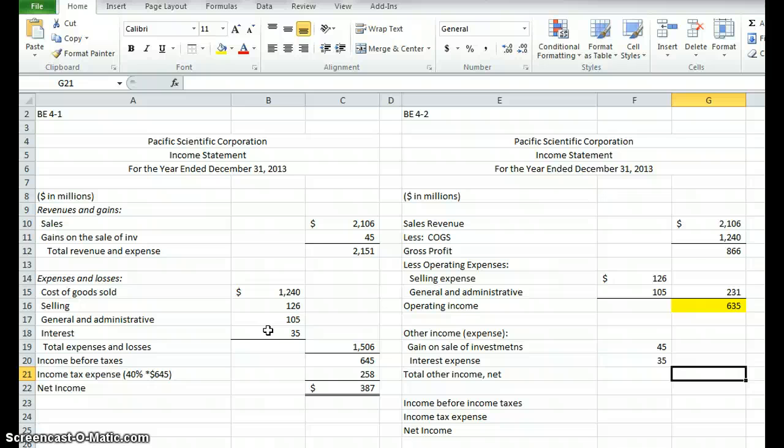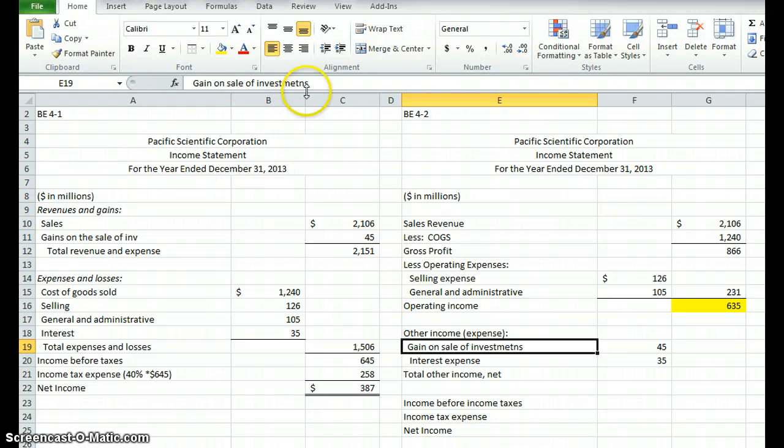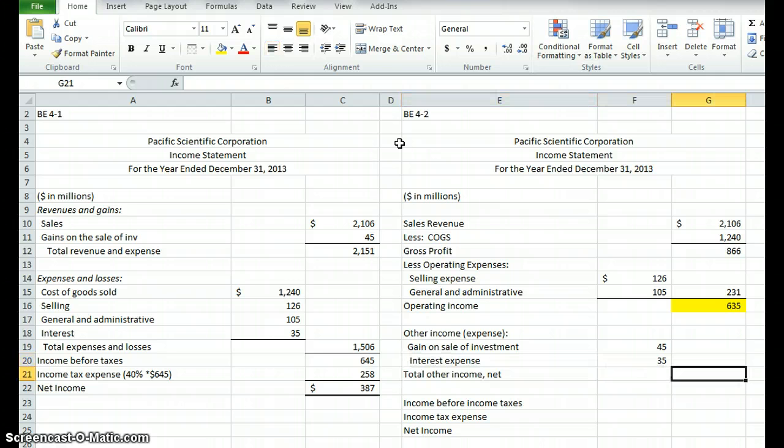Now a gain, although I typed this wrong, let me fix that. A gain is obviously reflected as a credit, and an expense is reflected as a debit. So I need a net increase in income or a net decrease in income. In this case, it's going to be a net increase. It's going to be $45,000 minus $35,000, or $10,000 overall.